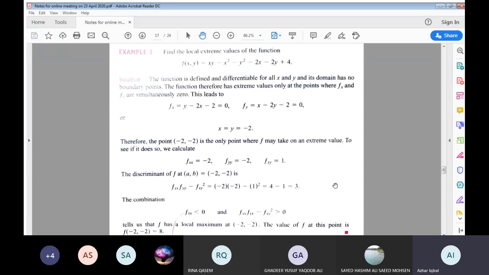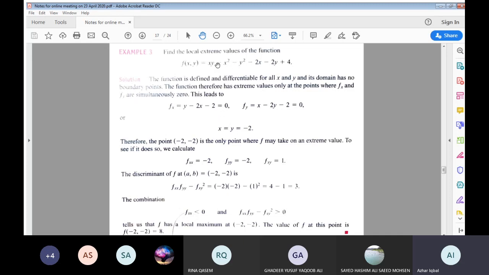In example 3, find the local extreme value of the function. This is a function of two variables. The function is defined and differentiable for all x and y, and its domain has no boundary points. So it is defined and differentiable everywhere. The function therefore has extreme values only at the point where the partial derivatives are simultaneously 0.